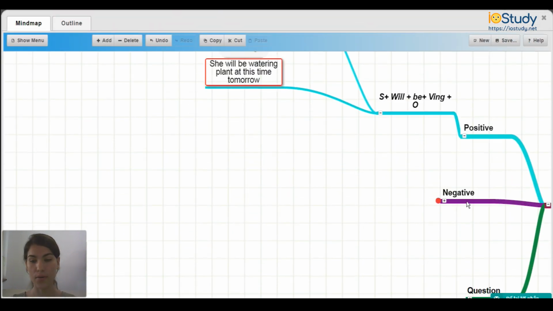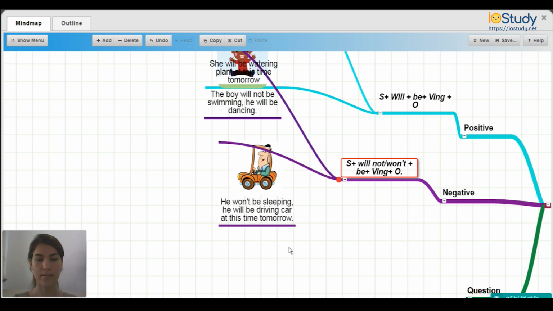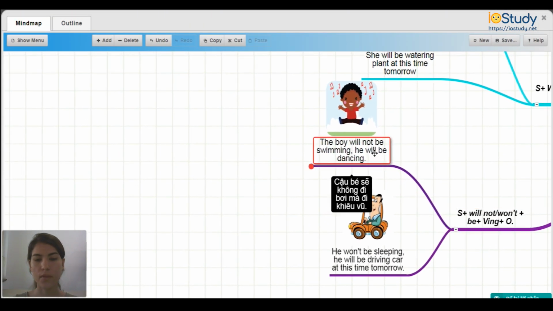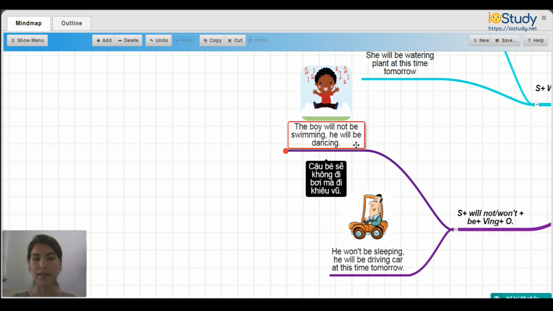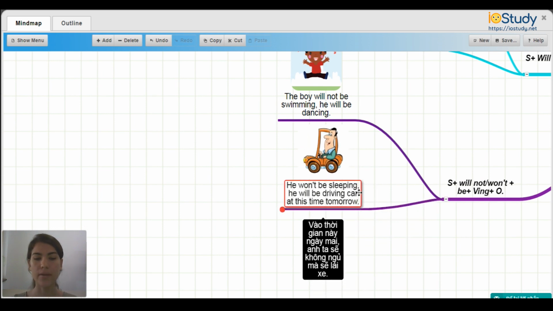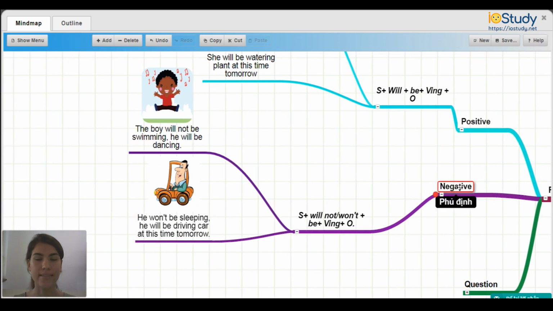Now let's look at the negative form. Subject plus will not or won't plus be plus verb ing plus object. For example, the boy will not be swimming, he will be dancing. And he won't be sleeping, he will be driving a car at this time tomorrow. As you can see, both of these use will not and won't, so they are negative sentences.